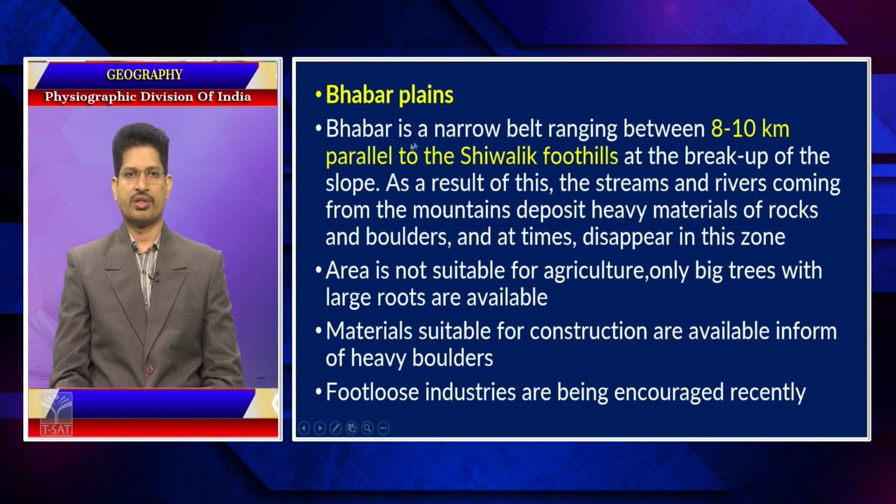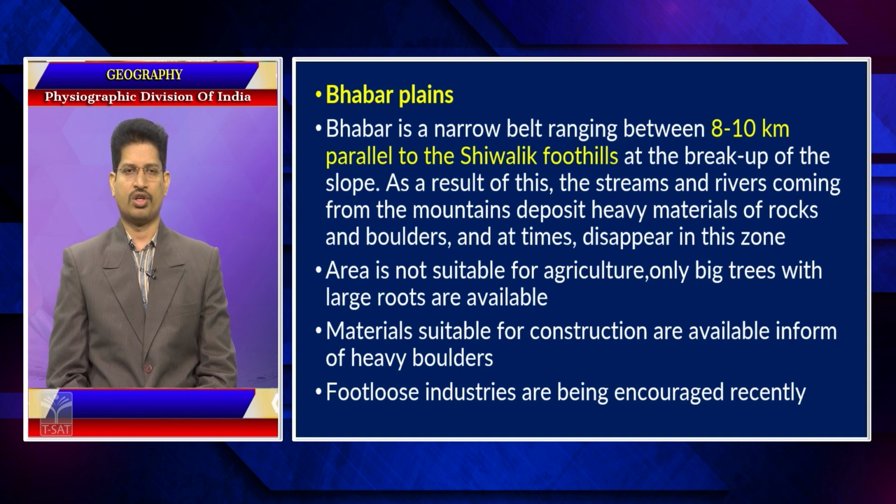Next is the Babbar plains. Babbar is a narrow belt, 8 to 10 kilometers wide, parallel to the Shiwaliks. It is a larger boulder deposit at the foothills of the Shiwaliks, along the length of the Shiwaliks. Babbar is not feasible for cultivation because of its larger boulder, rocky nature and unavailability of soil. The soil is less, only larger trees can survive in this region, and streams disappear in this Babbar region.